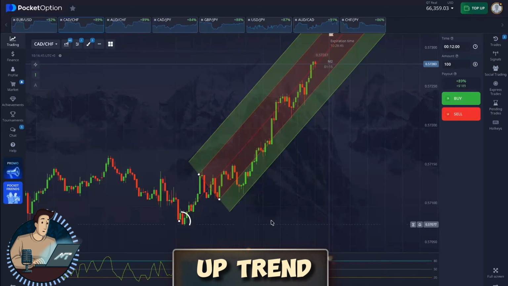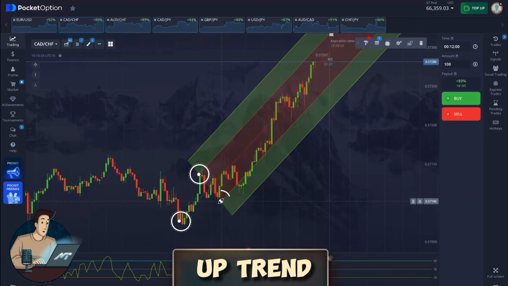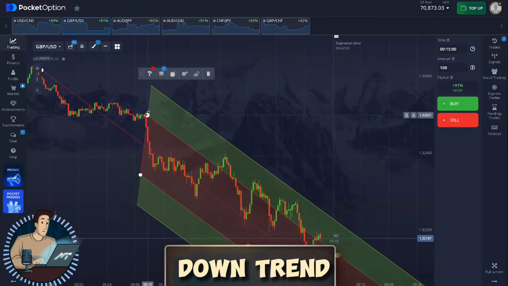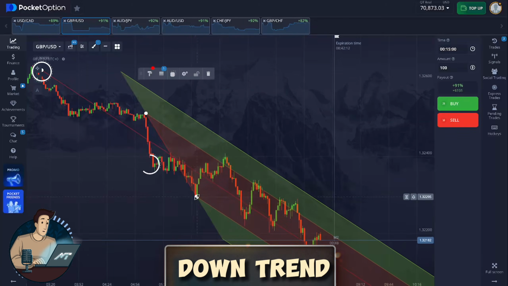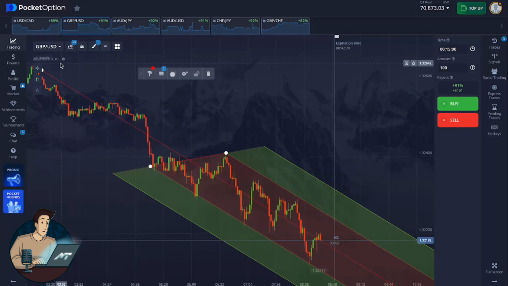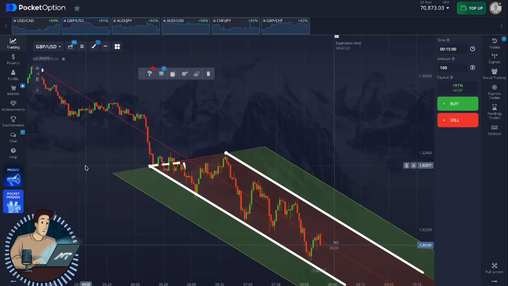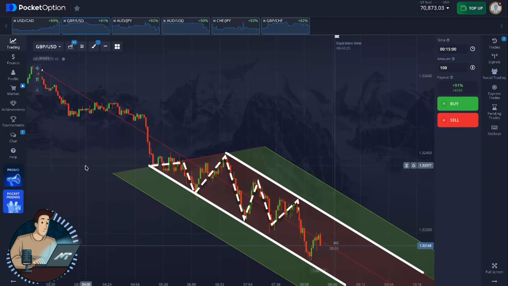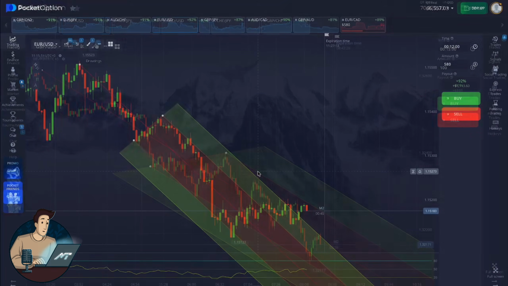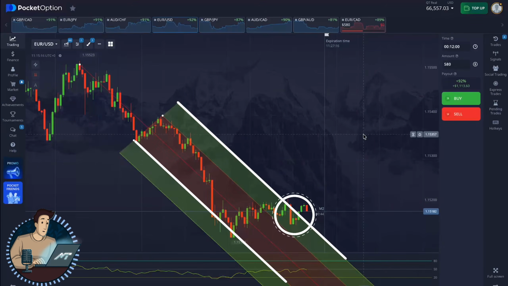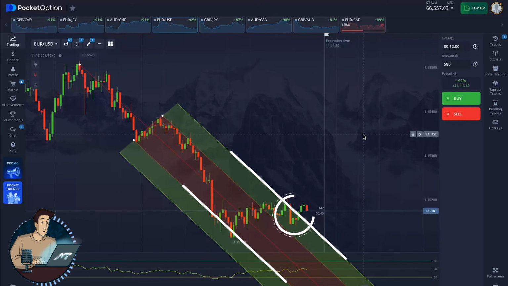In an uptrend, you mark low, high, pullback. In a downtrend, high, low, pullback. If the pitchfork is placed correctly, the price should respect it. Touches, rejections, movement inside the channel. If price keeps breaking the lines with full candles, the market isn't suitable for this strategy.